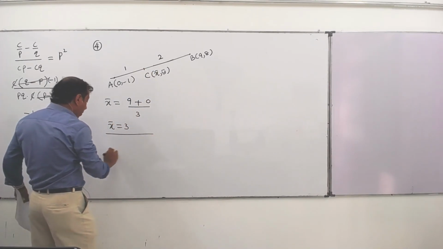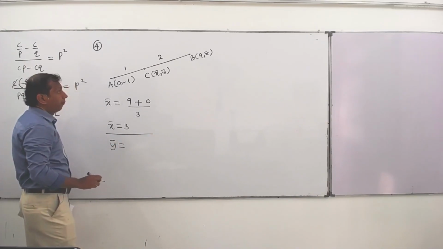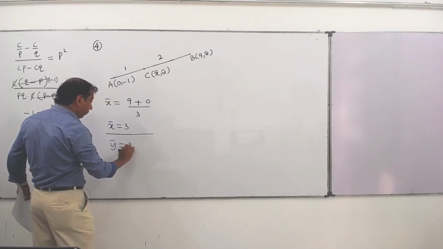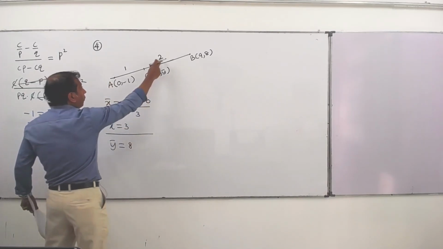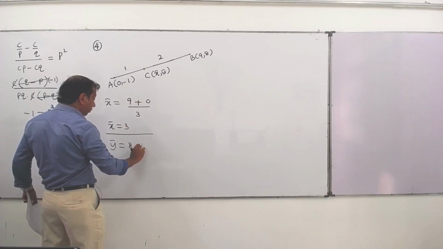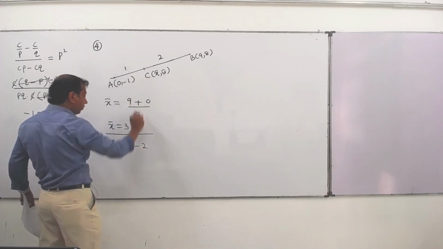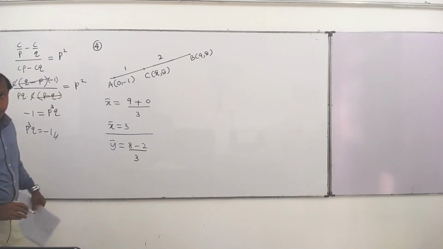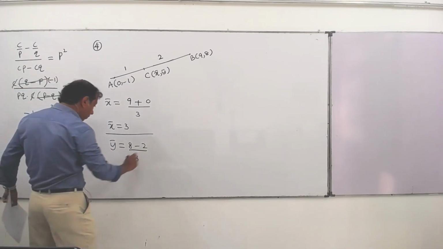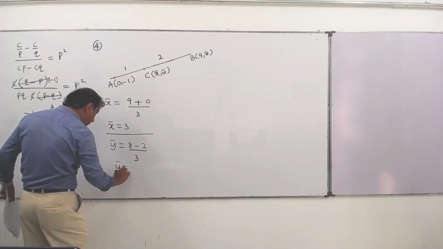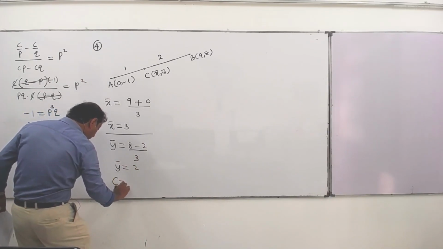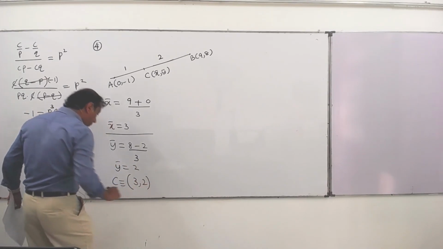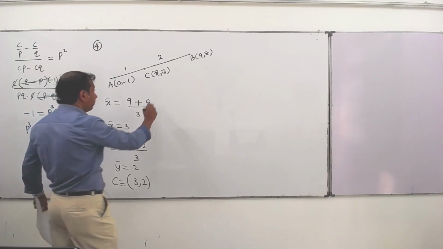Now, y bar. How to write that? 1 into the other side y coordinate 8, plus 2 into this side y coordinate minus 2, divided by the sum of the ratios 3. 8 minus 2 by 3, 6 by 3, 2, no? Y bar is 2. Therefore, point C we can write x coordinate 3, y coordinate 2. C is (3, 2) here.